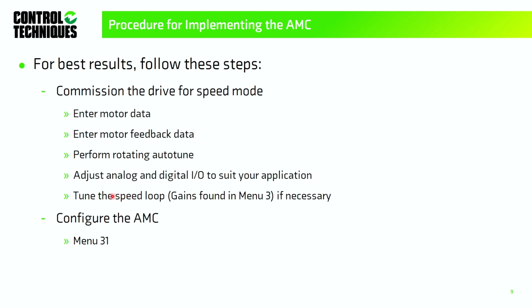Again, a lot of people make the mistake of assuming, okay, well, this is just plug and play and off we go. Well, no. I mean, sometimes you can get away with it. Sometimes you'll get okay performance without messing with the speed loop gains. But for best results and optimum performance, you do need to go into menu 3. So I'm going to show you how to do that. And then we're going to end today by going through menu 31 in the AMC to set up user unit scaling.